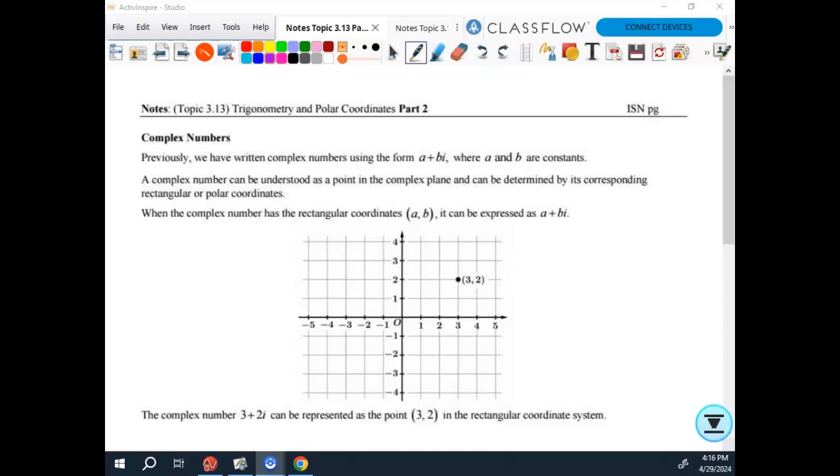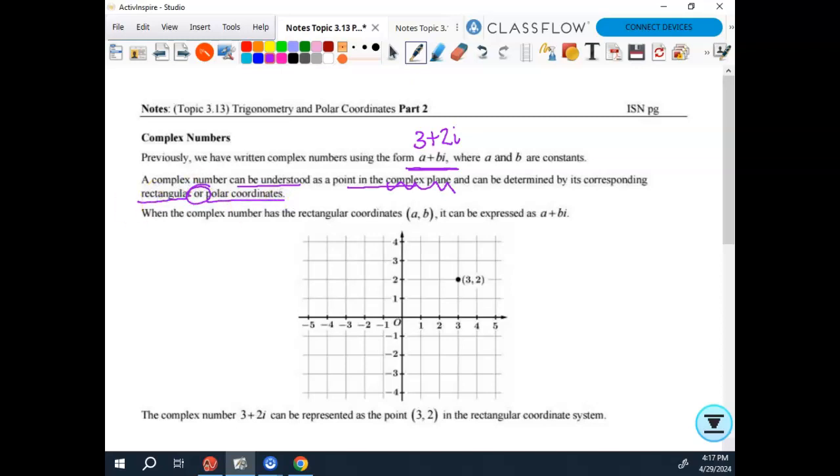Complex numbers, remember all of our real numbers are complex numbers, but they can be written in this form, but maybe be a 0. So this could be like 3 plus, well, in this case right here, this is 3 plus 2i. Okay, 3 plus 2i is a way to write those. So a complex number can be understood as a point in the complex plane, and it can be determined by corresponding rectangular or polar coordinates.